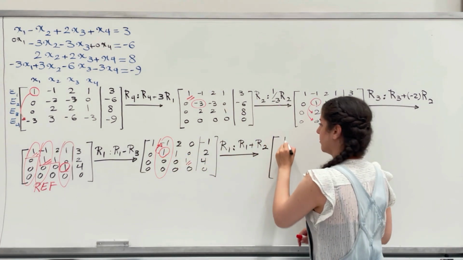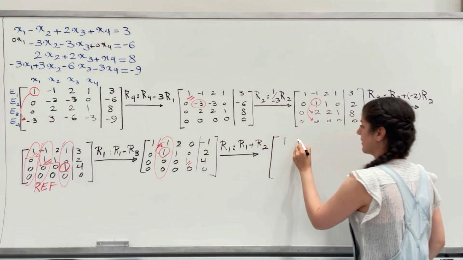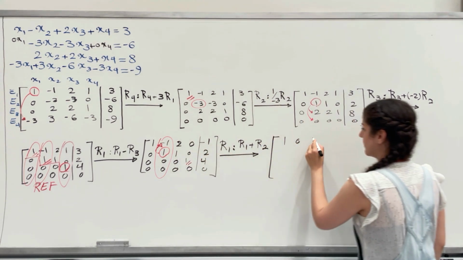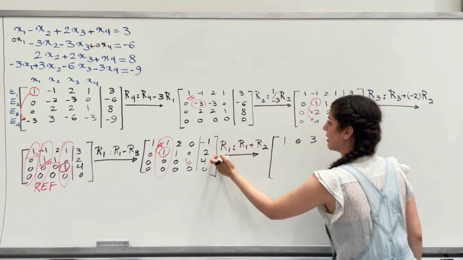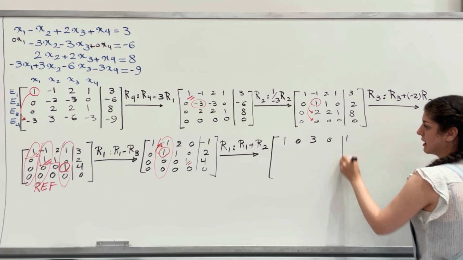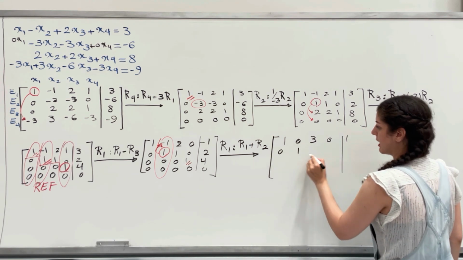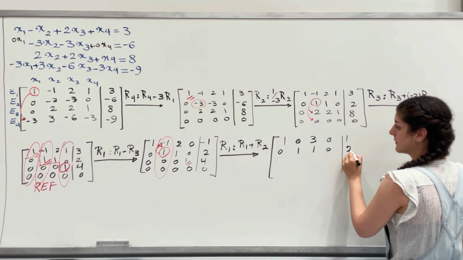1 plus 0, 1. Negative 1 plus 1, 0. 2 plus 1, 3. 0 plus 0, 0. Negative 1 plus 2 is going to be 1. I'm going to quickly write down everything else.